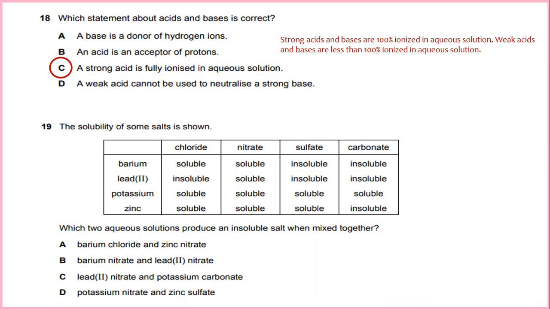The solubilities of some salts are shown: lead(II) nitrate and also carbonate, potassium carbonate. Which two aqueous solutions produce an insoluble salt when mixed together? The answer will be lead(II) nitrate and potassium carbonate.